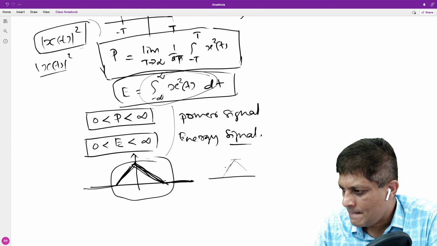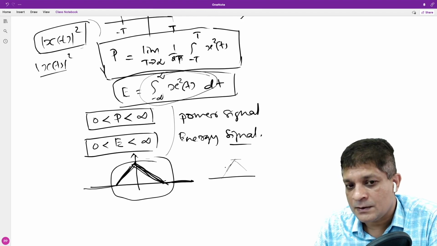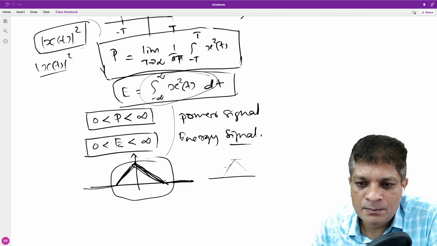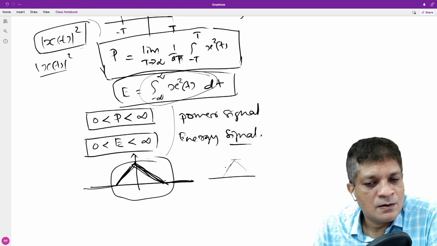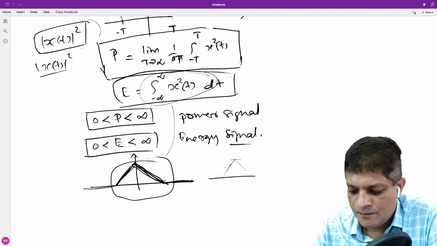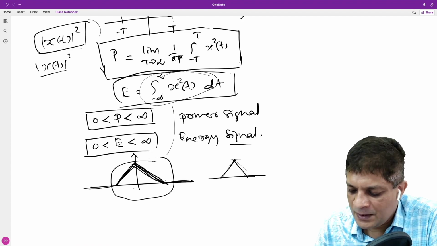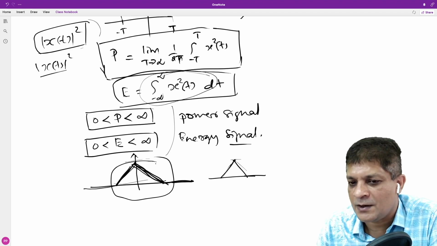Sir, if the signal extends to plus infinity or minus infinity. No, that's what I'm saying, finite duration signal. Are you talking about the amplitude? So we can say that all the finite duration signals, if the amplitude is finite, then it is an energy signal.